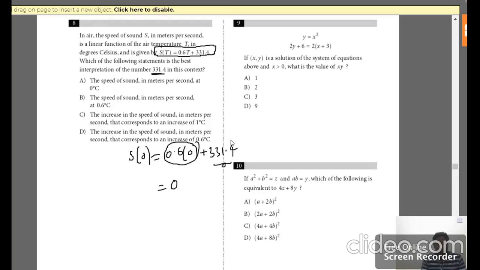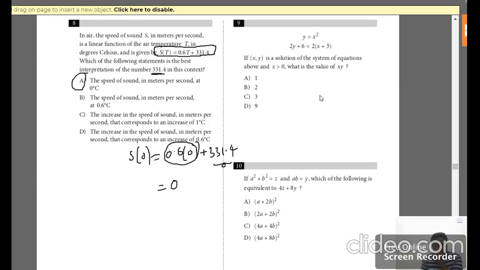So basically this will act as a constant throughout. As you increase the temperature, the speed of sound will correspondingly increase. Whatever value you insert in place of the temperature will be added along with 331.4. So option A is the best fit.